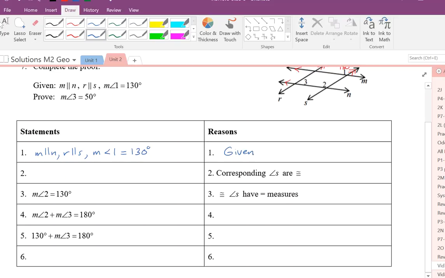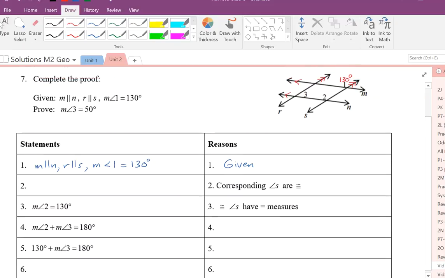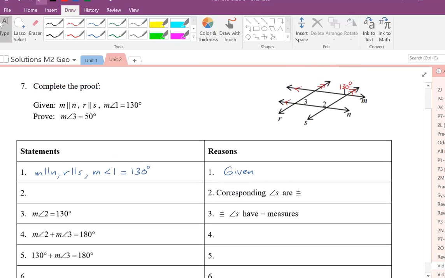So now I need to use the second reason as a clue to figure out what the second statement should be. The second reason says that corresponding angles are congruent. So I'm going to look at my diagram to see if I can find some corresponding angles. In the diagram, the only angles that are labeled with numbers that are corresponding are angle 1 and angle 2. So that must mean that we are saying that angle 1 is congruent to angle 2. Then in step 3, we can conclude that angle 2 has the same measure as angle 1, which is 130 degrees, because congruent angles have equal measures.